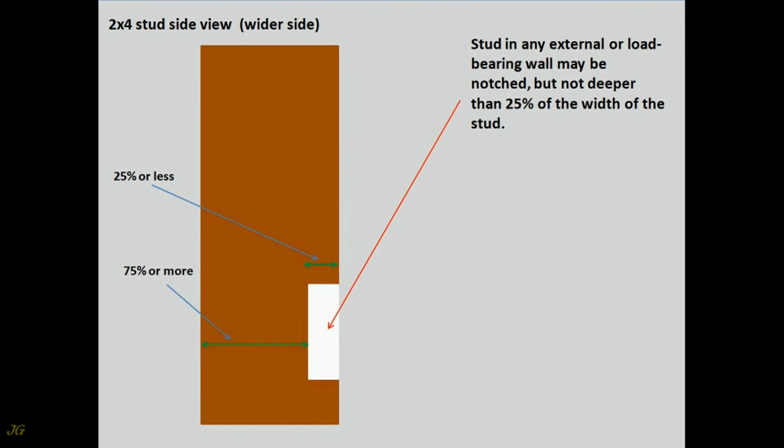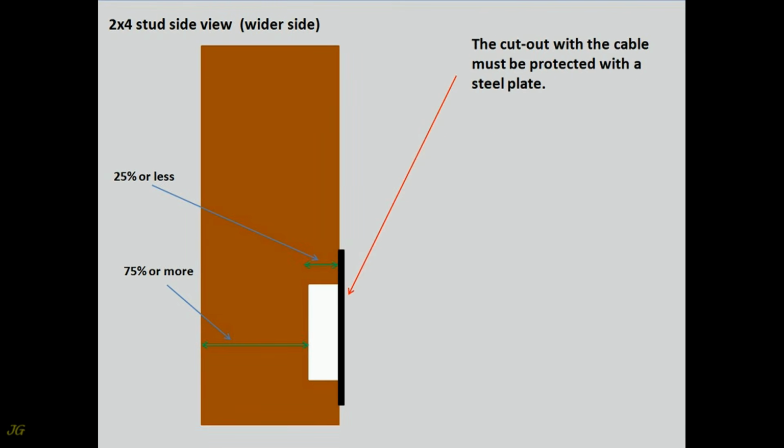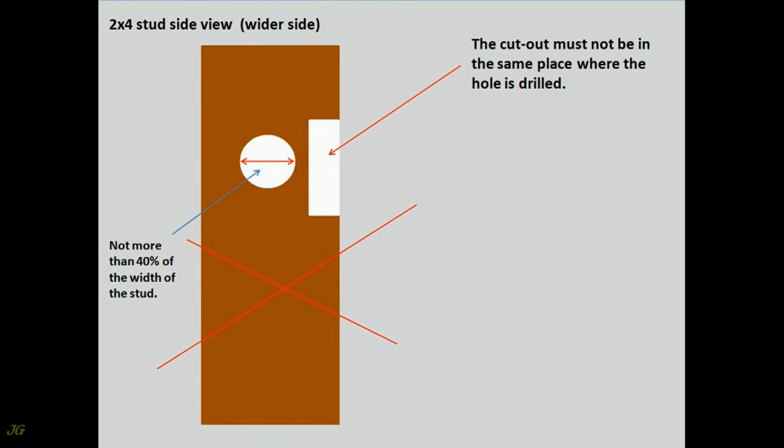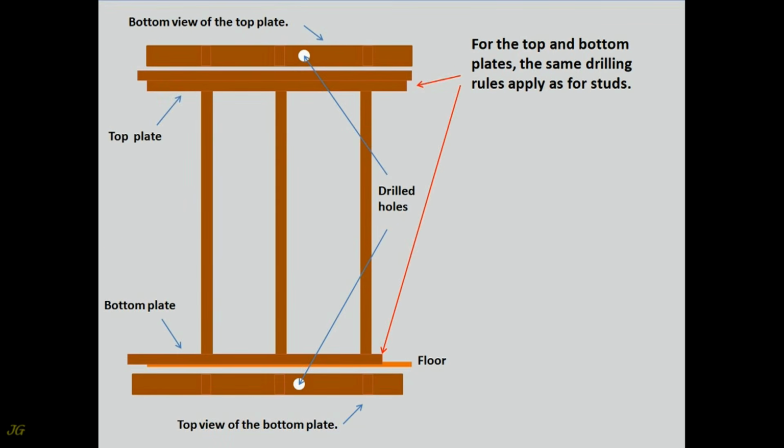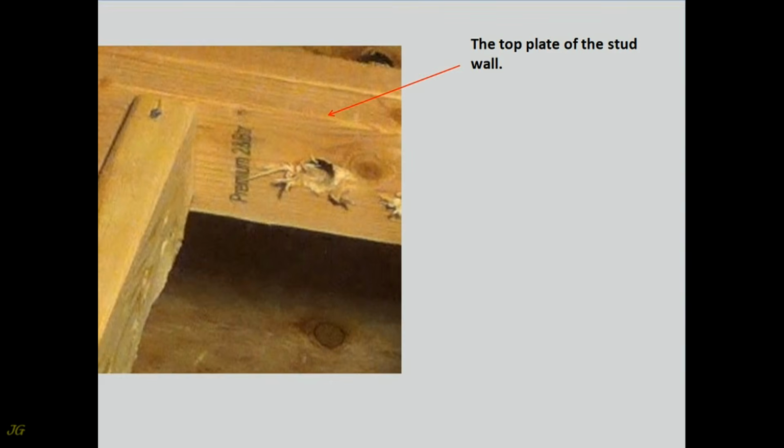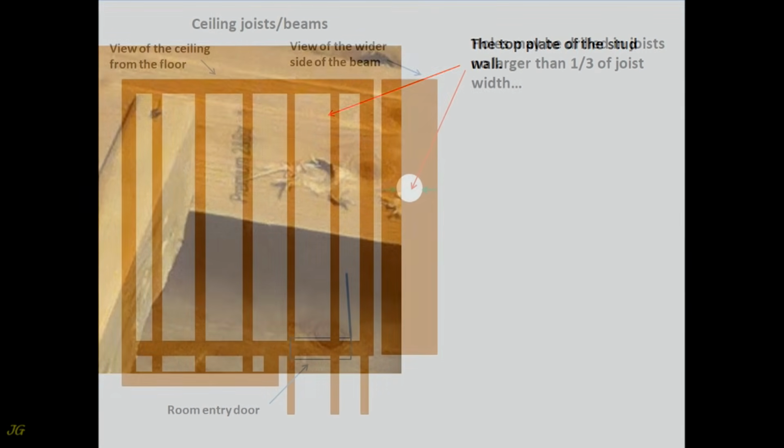A stud in any external or load-bearing wall may be notched, but not deeper than 25% of the width of the stud. The cutout with the cable must be protected with a steel plate. The cutout must not be in the same place where the hole is drilled. For the top and bottom plates, the same drilling rules apply as for studs. The top plate of the stud wall.